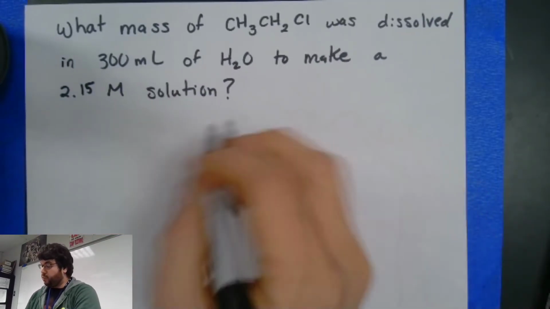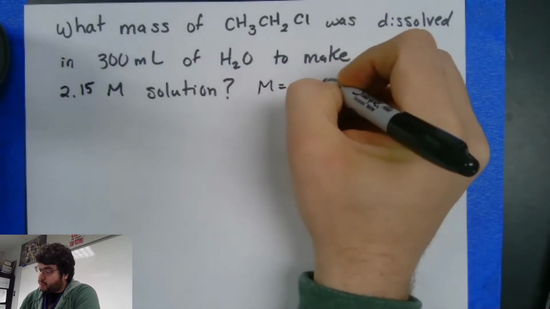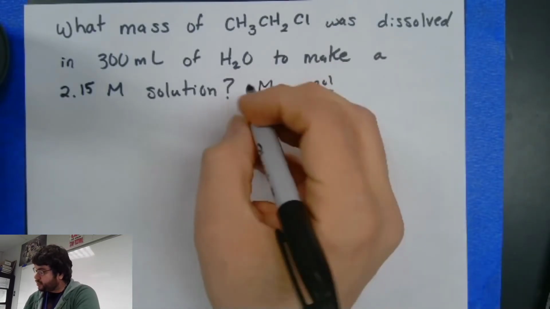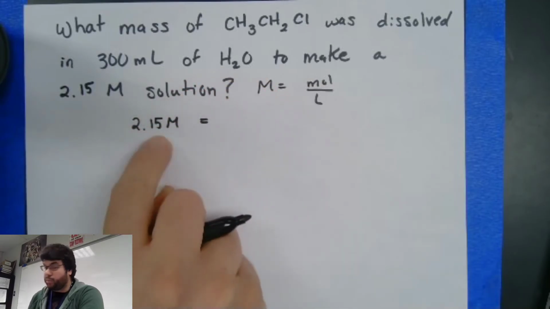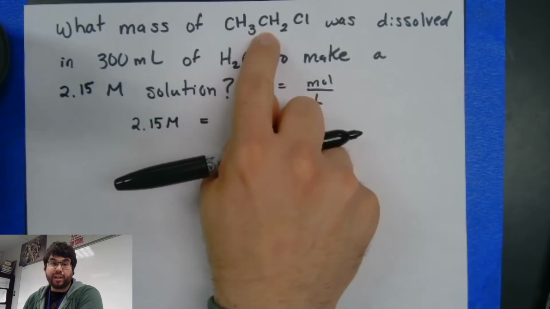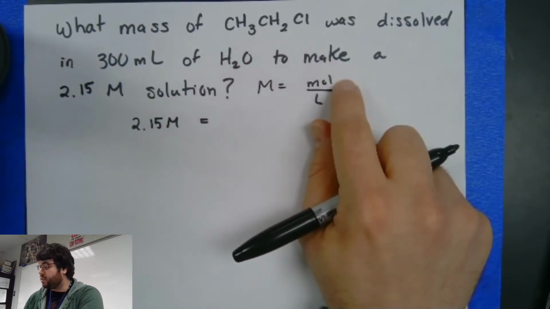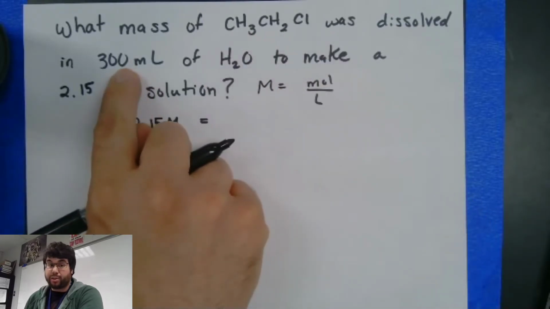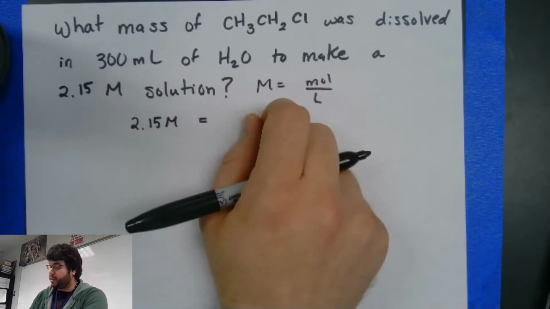Okay. So the way we're going to solve this problem is, again, we're going to use that molarity equation, moles over liters. Just going to simplify it now. We want to have a 2.15 molar solution. That's what we want, but we want to know what mass of this stuff we need. So we're going to have to figure out how many moles of this stuff I need to make this solution that's 300 milliliters in volume, and then from there, go from moles to grams. And then we'll be done with our problem.